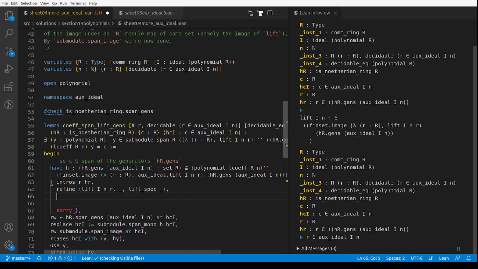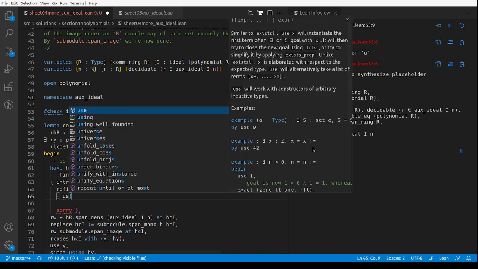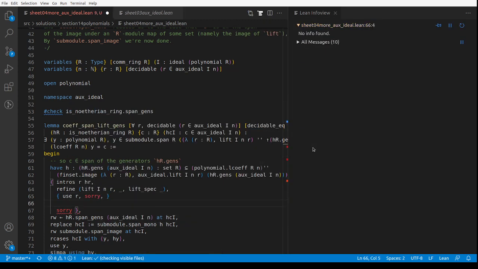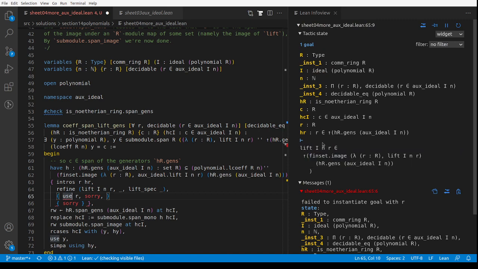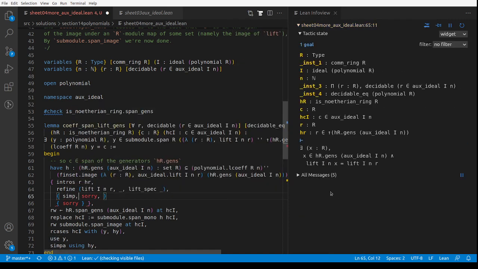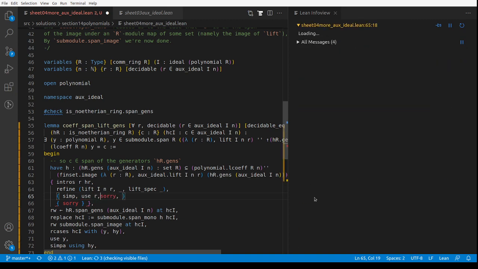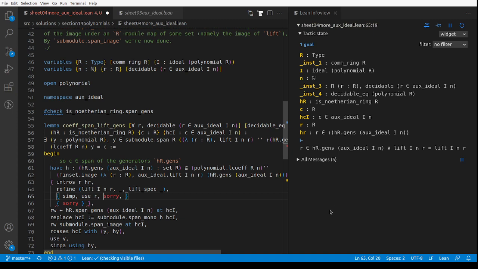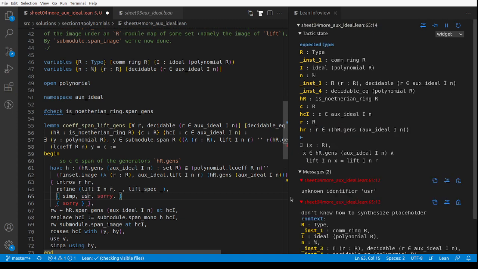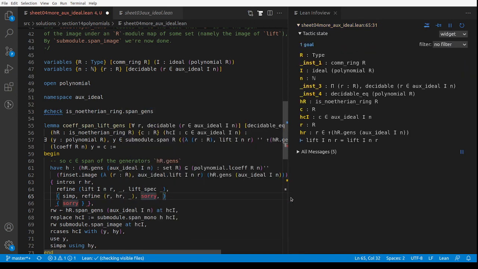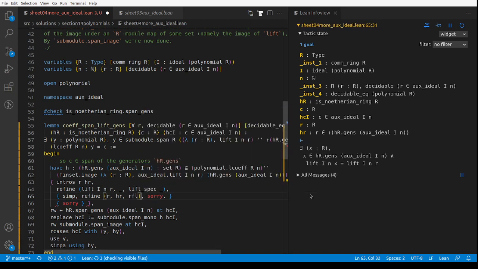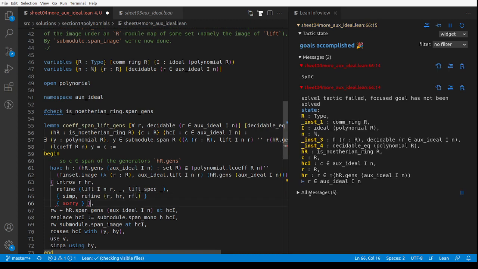So the first one should be, why is it in the image of the generators? Because it's a generator, so we could use R, I think. Use R, sorry. Use R doesn't work. So what's the simplifier say? Oh, there we go. So now I can use R. And now I've got to prove that R is in the generators, which is HR, so I can actually refine RHR something. And now I've got to prove that, and that's REFL. So that does the first one, and now we've just got, what have I done?